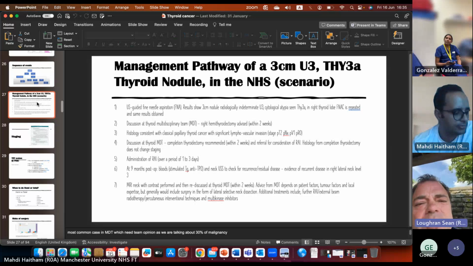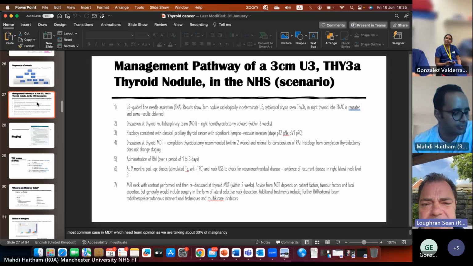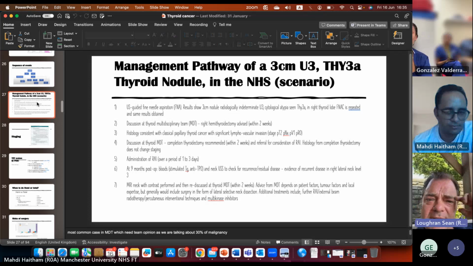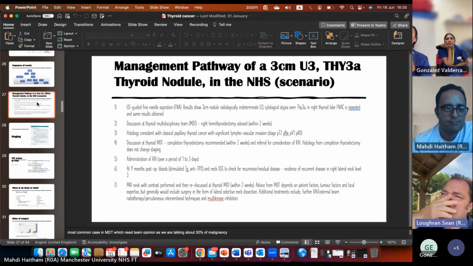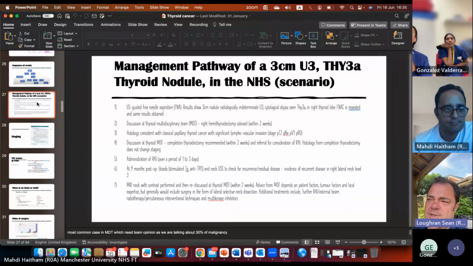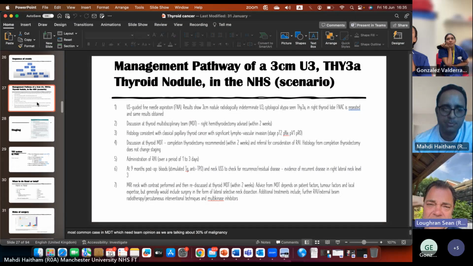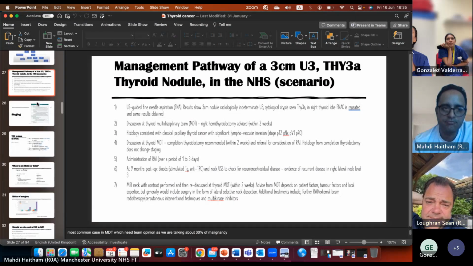on average, it is 2 Thy3As we would usually offer, especially in a young person with a biggish thyroid nodule. If the patient is super anxious about surgery and the nodule isn't growing, you could offer just monitoring of the nodule. But yeah, usually 2 is the average.